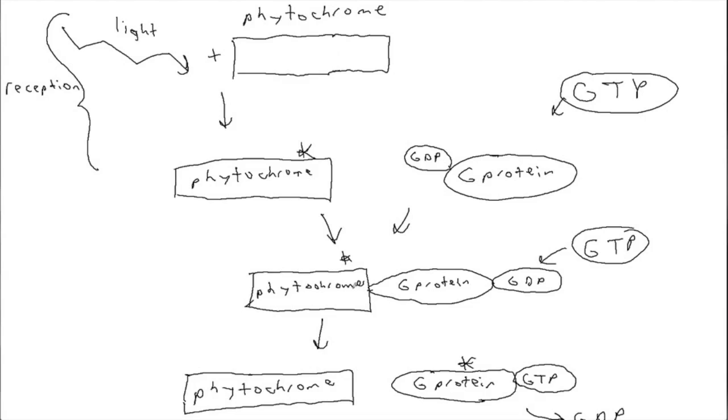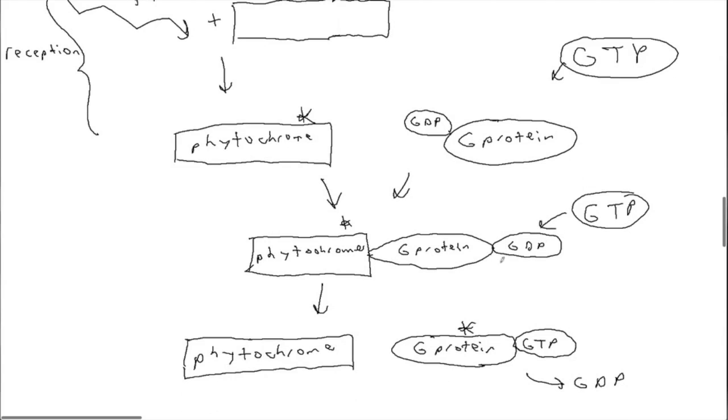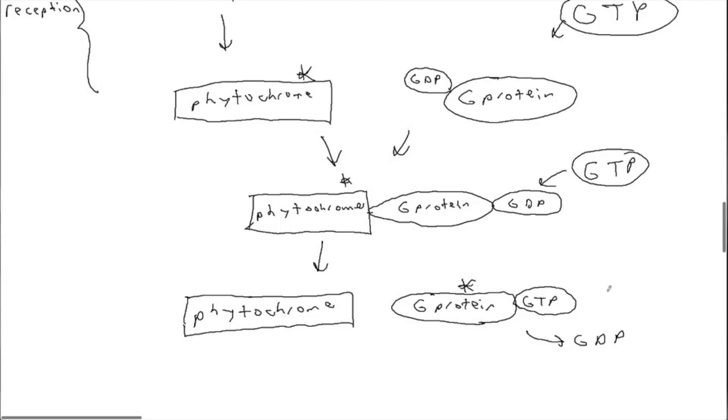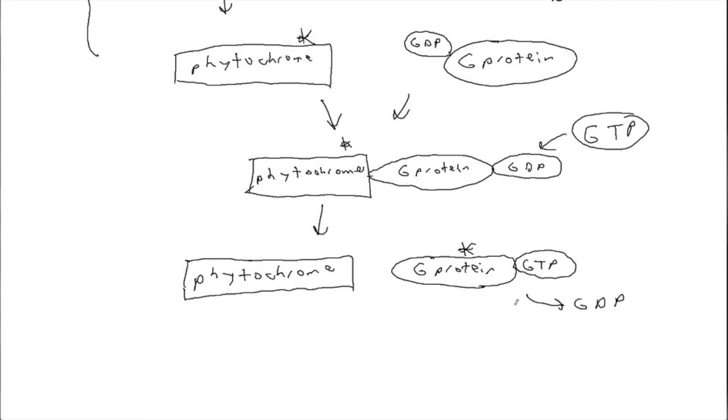But when a phytochrome is attached to a G protein, that changes the shape of the G protein. So now the G protein is the right shape. So the next time it accidentally bumps into a GTP, it's the right shape for the GDP to float away and the GTP to stay stuck to the G protein. So that's what's really happening here.